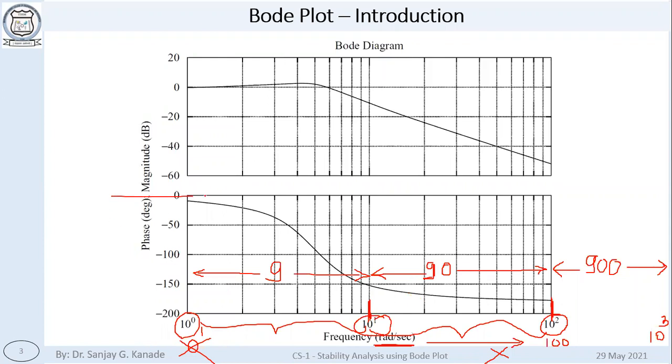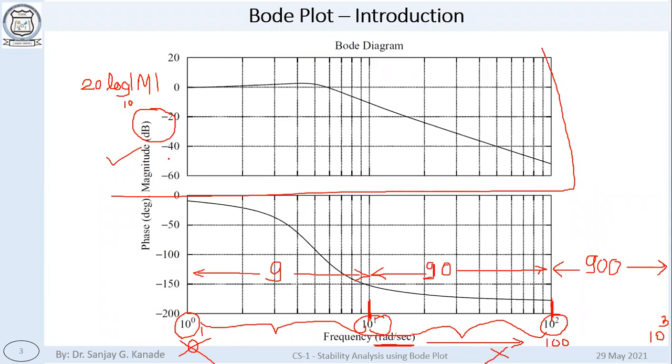Additionally, on the upper graph, what is this upper graph? You can see this is the magnitude and it is plotted in dB or decibels. So what is the formula for decibels? It is 20 log of m. M is the magnitude of the function. 20 log of m, and this logarithm is base 10 logarithm, remember. It is not a natural logarithm or base e logarithm, it is base 10 logarithm. So this is the decibel scale on which the magnitude is plotted.